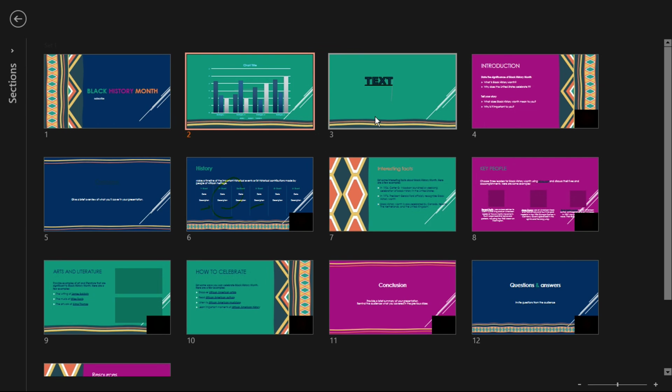Mastering these shortcuts can really improve the flow of your presentations and help you respond quickly to questions without breaking your momentum. Try practicing both methods a few times before your next presentation so they become second nature.